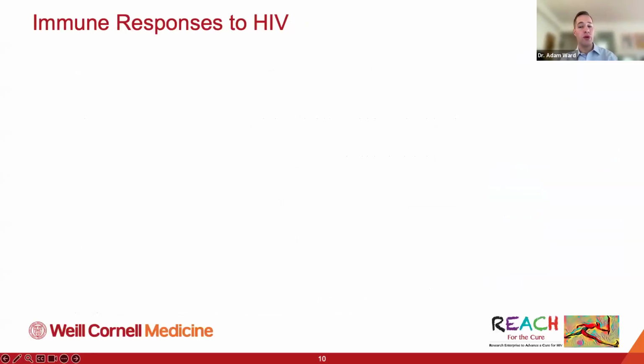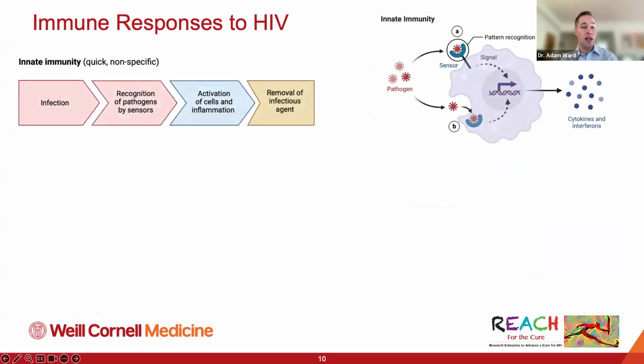So I also wanted to briefly touch on immune responses to HIV, as these may be harnessed in HIV cure strategies. And broadly speaking, immune responses can be divided into innate immune responses and adaptive immune responses. Innate immune responses are very quick to develop, but are also not specific to the virus. Here, pattern recognition receptors on cells recognize conserved molecular patterns on pathogens such as HIV.